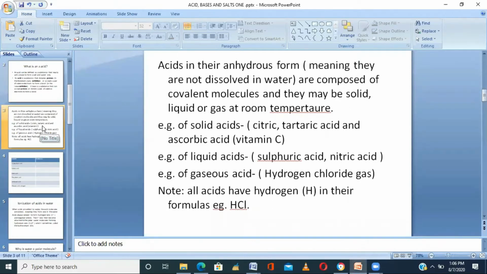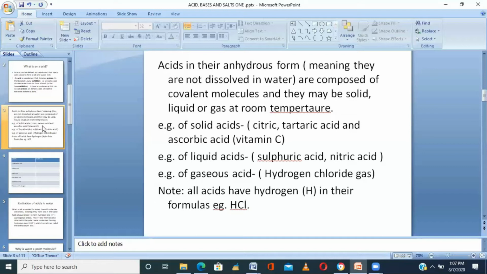Acids in their anhydrous form. The word anhydrous means that they're not dissolved in water, so make note of that term. If we say it's an anhydrous acid, we mean that this acid is not dissolved in water. So it's not an aqueous acid, it's anhydrous. They are composed of covalent molecules, and we know what covalent is, right? It's between two nonmetals, and they may be solid, liquid, or gas at room temperature. Room temperature is 25 degrees Celsius or 298 Kelvin. Those are things that you're supposed to remember from fourth form.